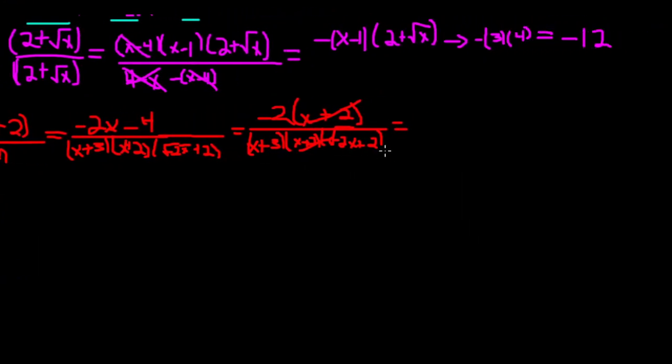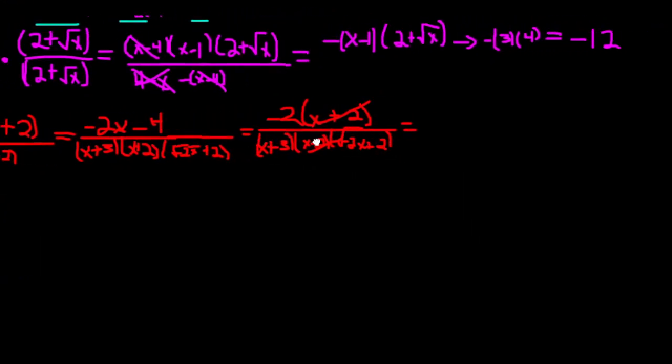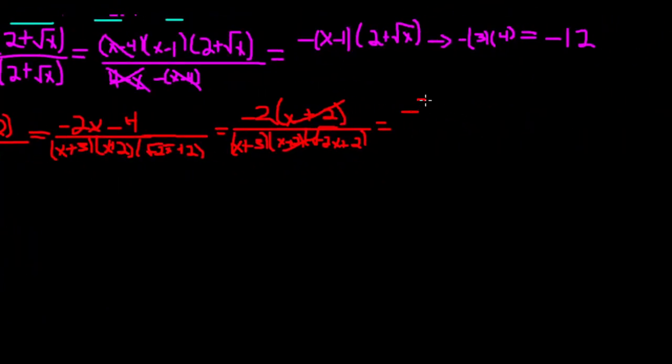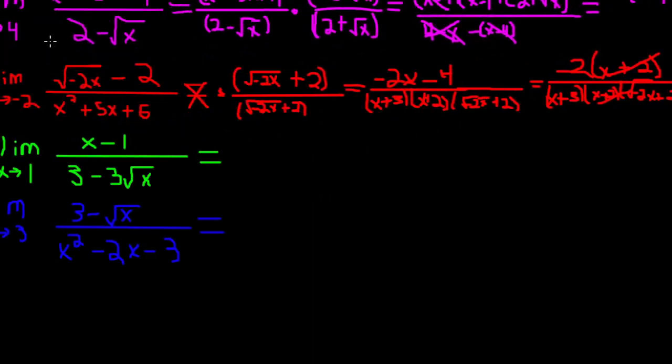So again, actually, I'm just going to plug it in now. Plug in x is negative 2, so we have negative 2 on the top because of that. And then negative 2 plus 3 is 1. And then the square root of negative 2 times negative 2 is the square root of 4, which is 2, plus 2. So this is going to be 2 divided by 4, which is 1/2. That was a doozy.